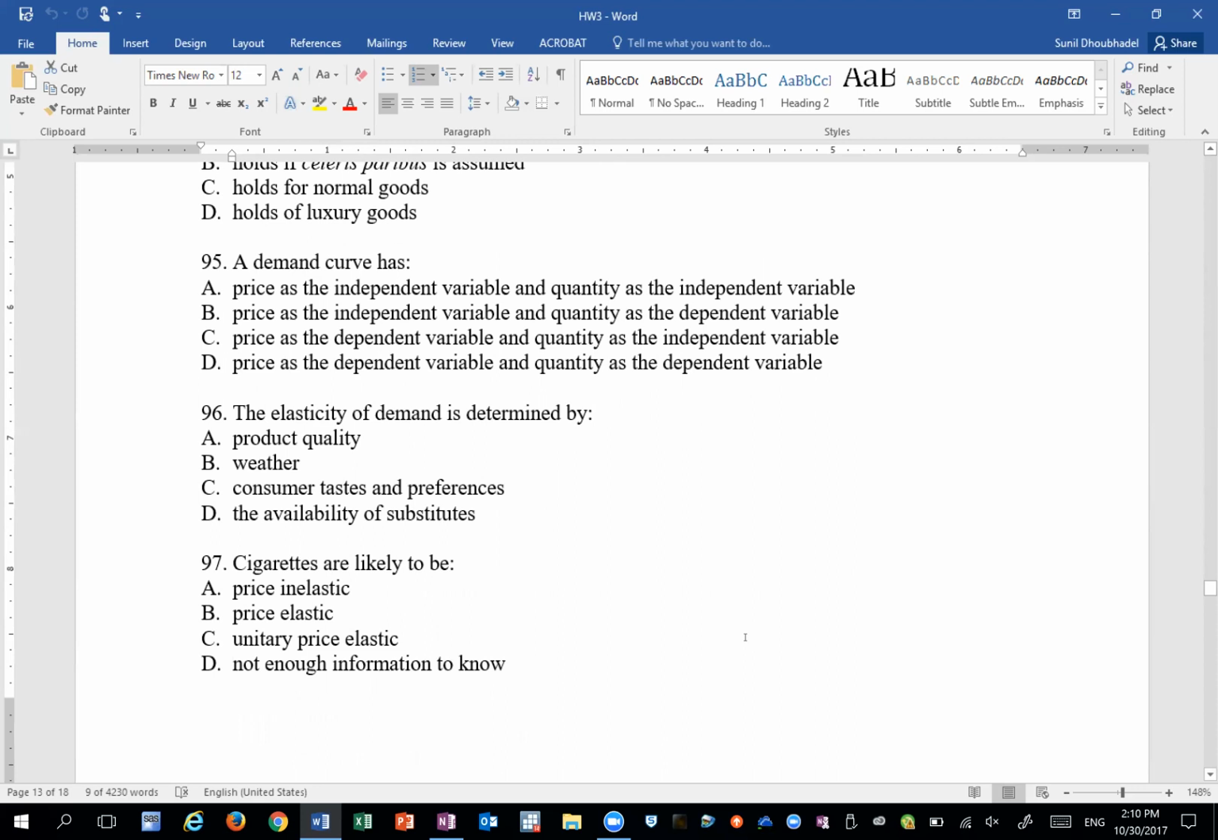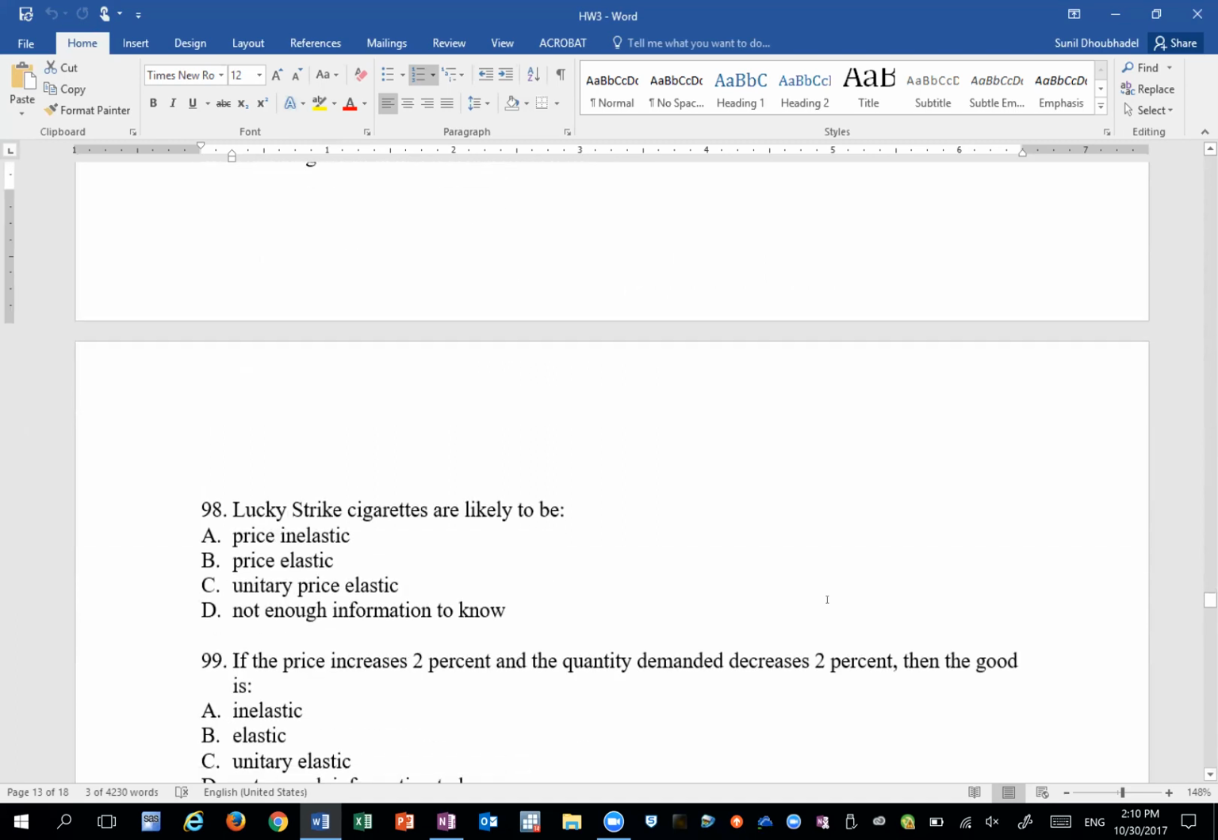Cigarettes are likely to be price inelastic, price elastic, unitary price elastic, not enough information to know. Price inelastic. If you say Marlboro, then that may be price elastic, but cigarettes in general would be price inelastic.